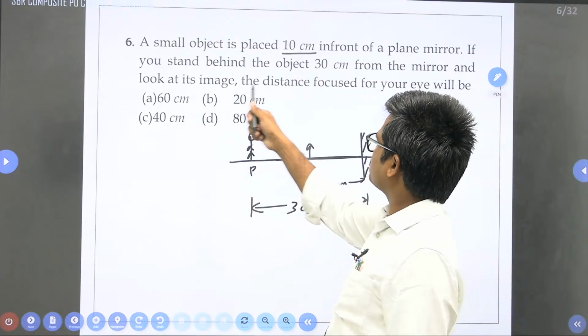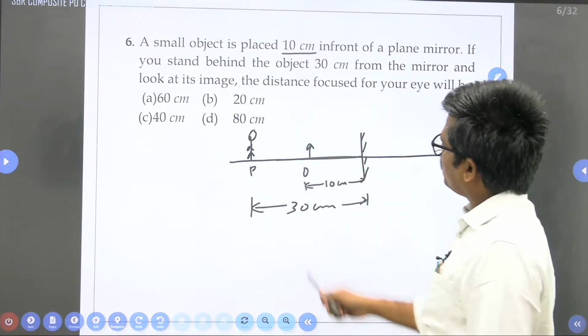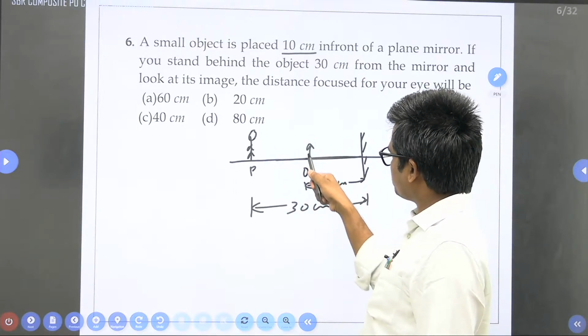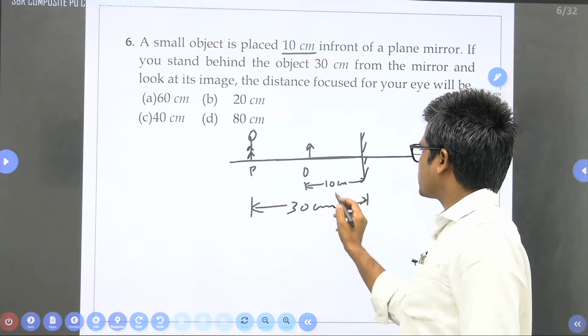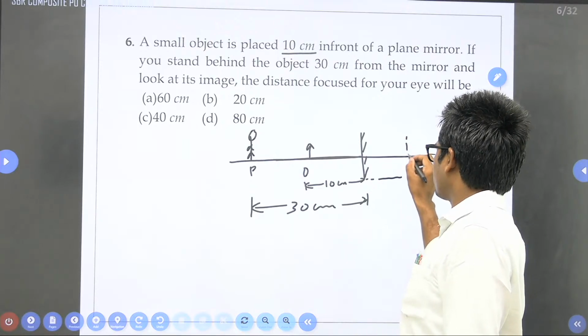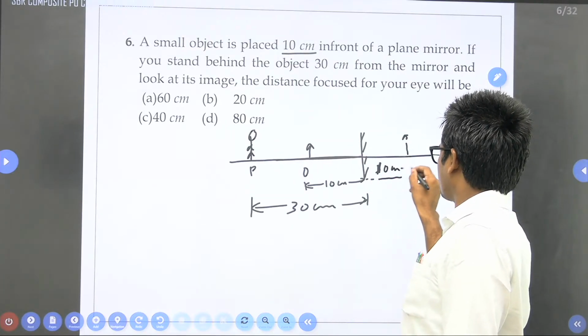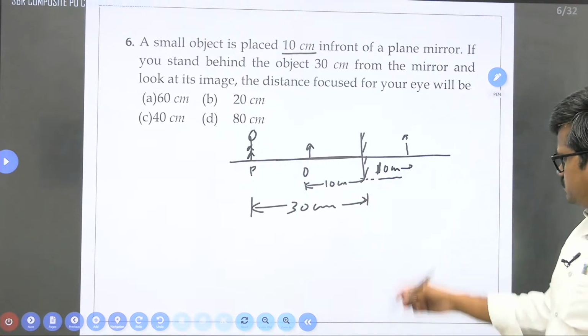And look at its image. The distance focused for your eyes will be... Okay, this person sees this image. Now, very clear. If the object is 10 centimeter in front of the mirror, the image will also be 10 centimeter behind it. Right or not?